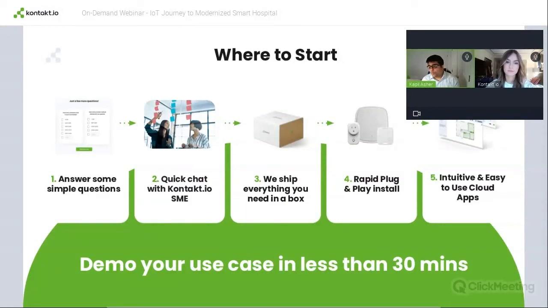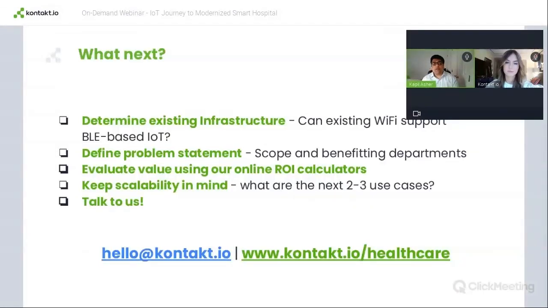What next, right? So once you have your demo up and running, looks good, what else can we do? How can we scale? I would ask a few basic questions, like, can your existing Wi-Fi support BLE-based IoT? Do you have the right components? Talk to your network engineers to figure out if that's the case. Define the problem statement, right? What is the scope and benefit that you want to achieve within your department, and who else can achieve the same benefit from other departments?